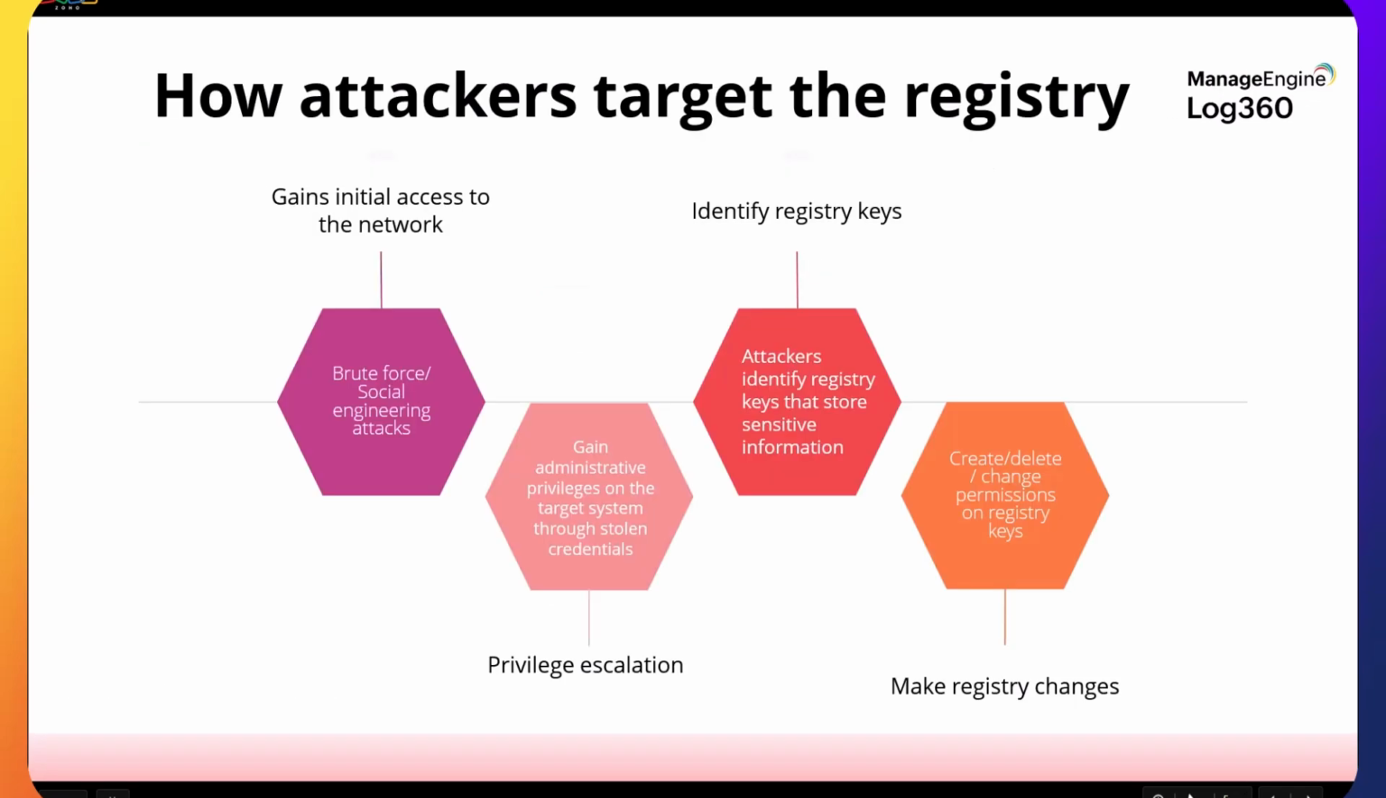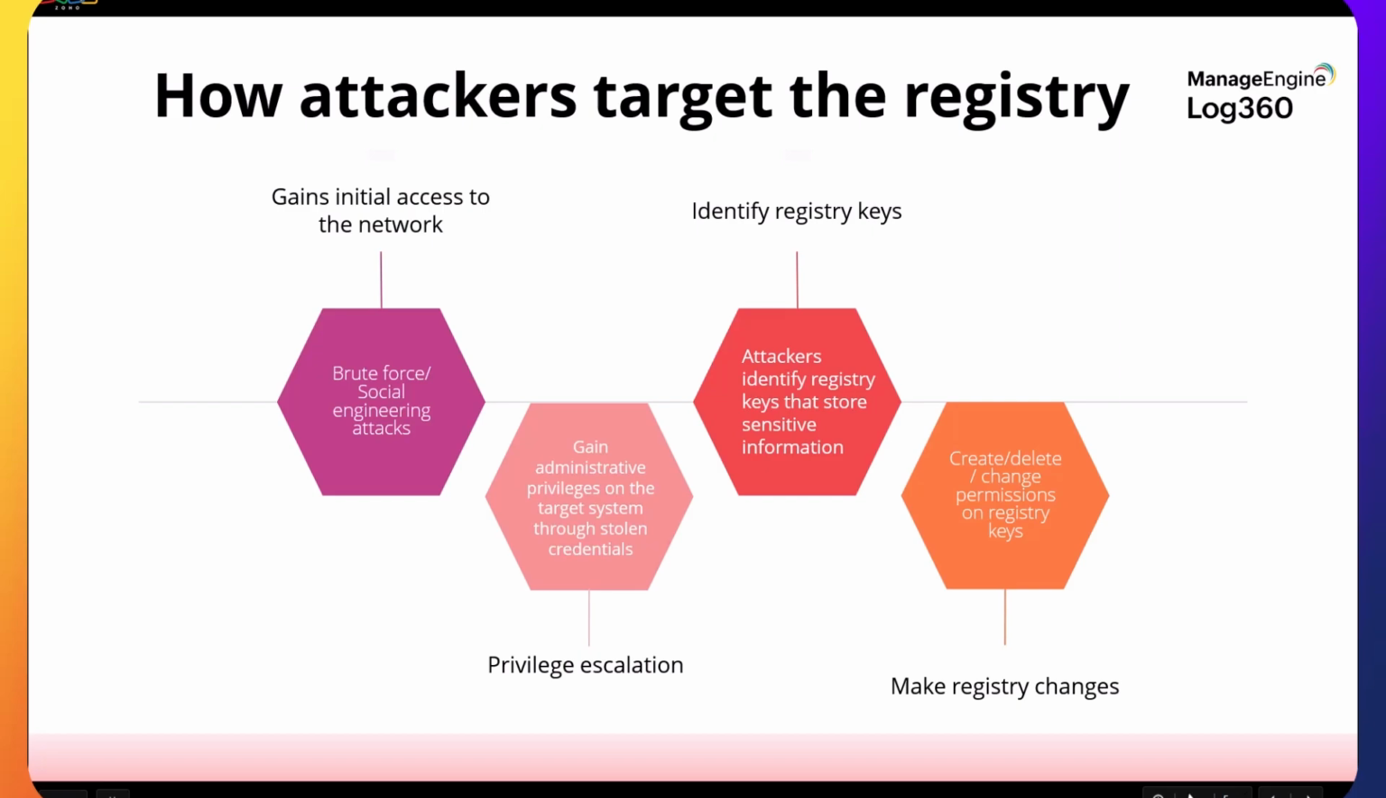Let's see how attackers can make their way to the registry. The attacker can gain initial access to the network by brute forcing their way in or using social engineering attacks against unsuspecting employees. Software vulnerabilities and unpatched systems can also grant network access to the attacker.